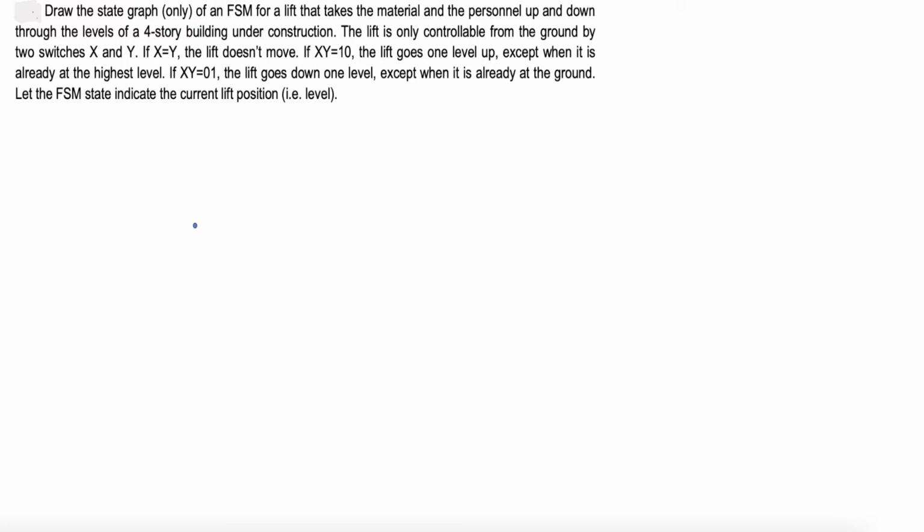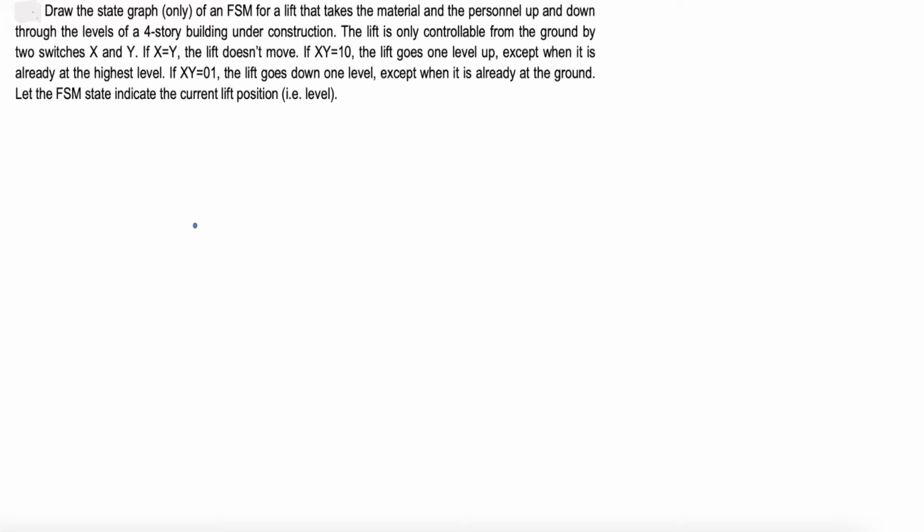Draw the state graph of an FSM, so a finite state machine, for a lift that takes the material and the personnel up and down through the levels of a 4-story building under construction. The lift is only controllable from the ground by two switches X and Y. If X is equal to Y, the lift doesn't move. If XY is equal to 1, 0, the lift goes one level up, except when it is already at the highest level. And if XY is equal to 0, 1, the lift goes down one level, except when it is already at the ground. Let the finite state machine state indicate the current lift position.